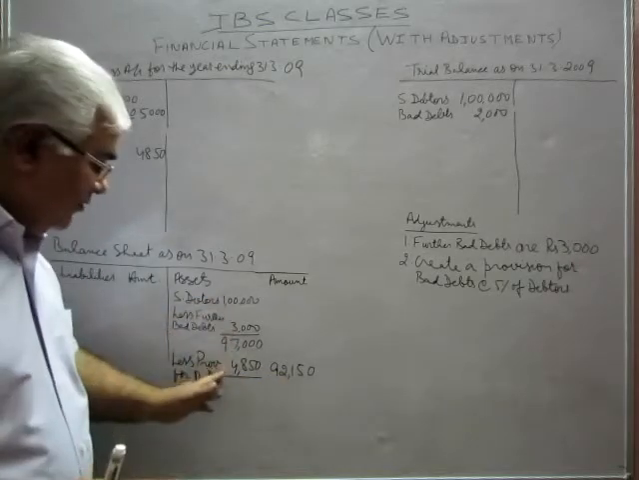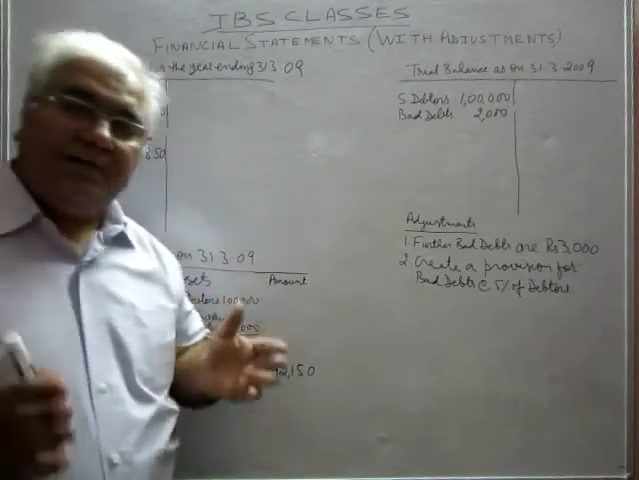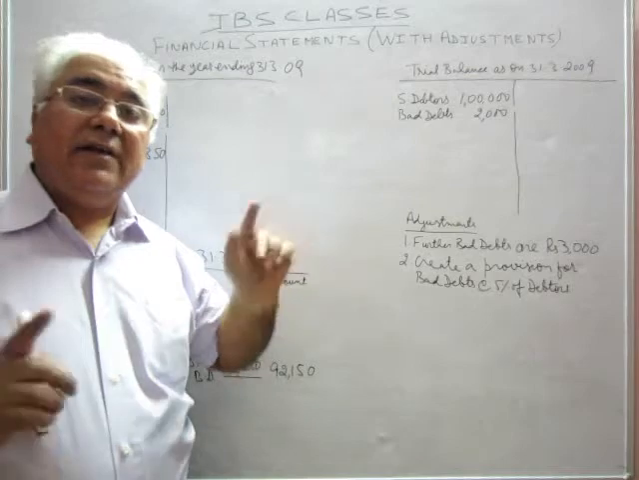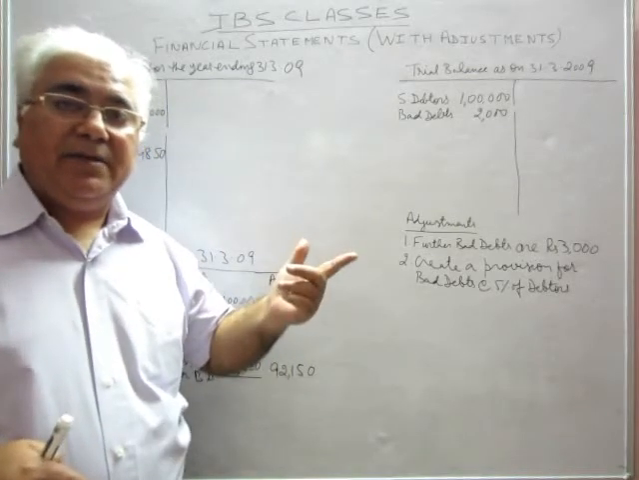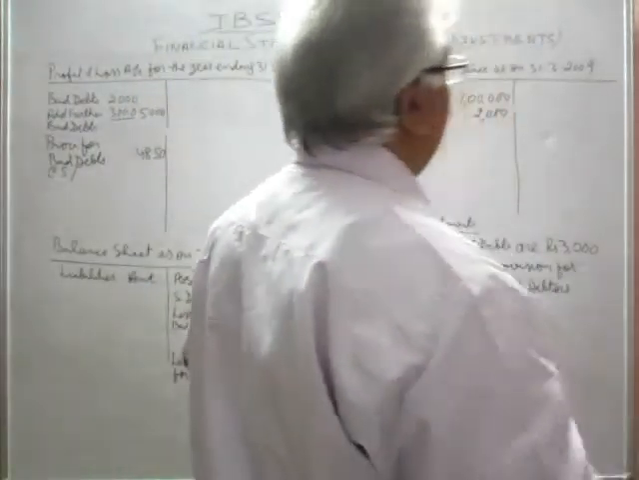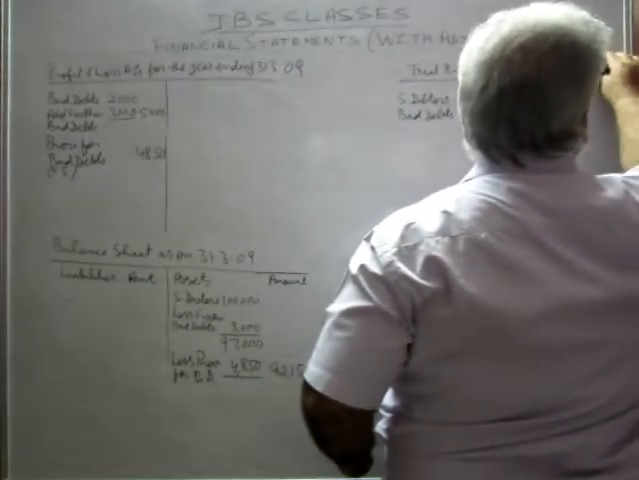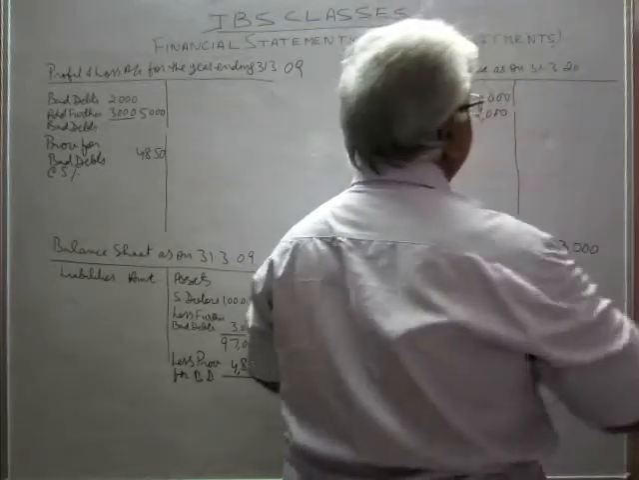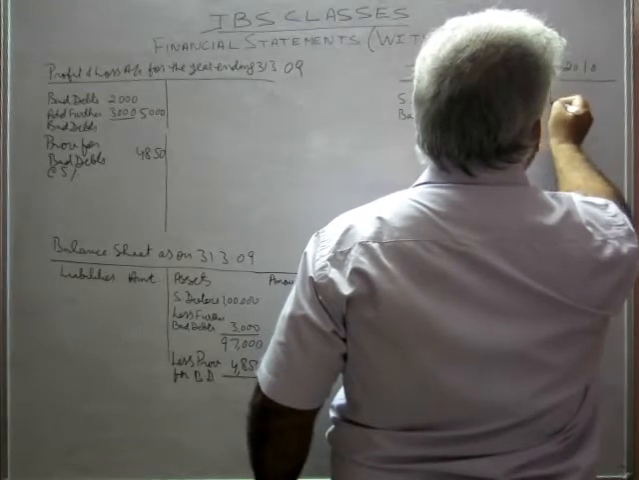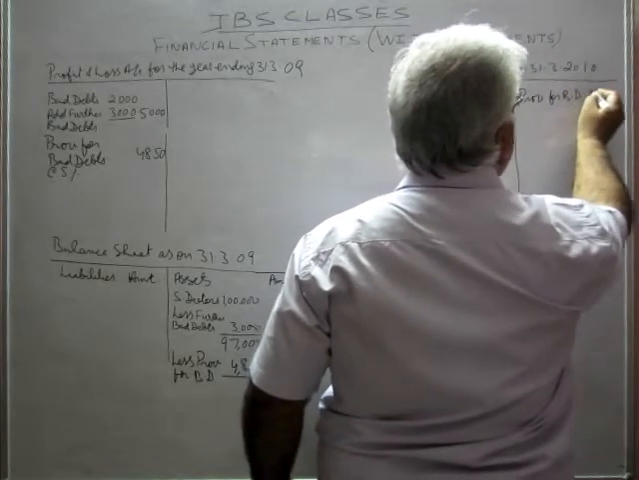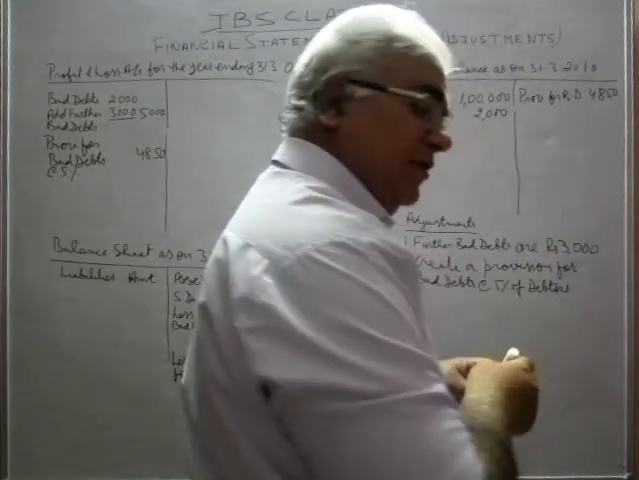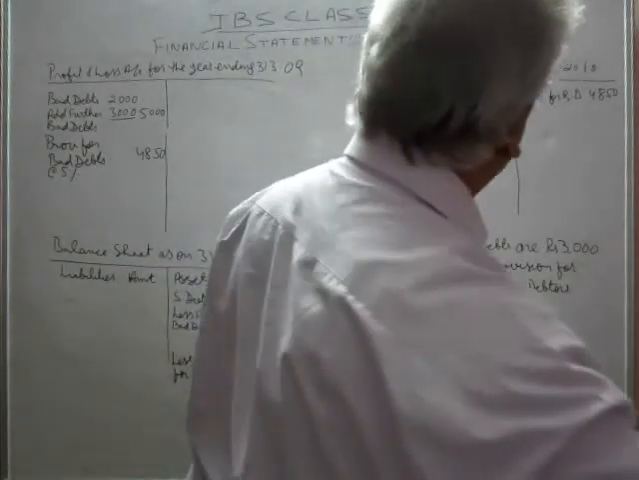Now you see, this amount of 4,850 in the provision for bad debts will be carried forward to next year, and in the trial balance of next year it will be shown as a credit balance. Right? Let us see how it happens. Let it be the trial balance of 2010. Okay, so provision for bad debts 4850. This will be shown as opening balance there.